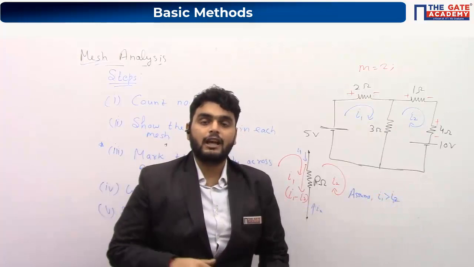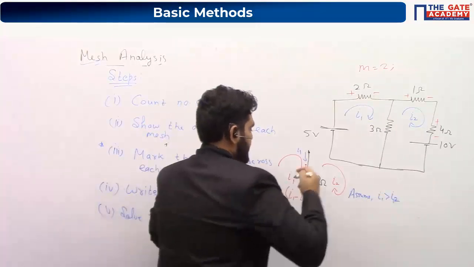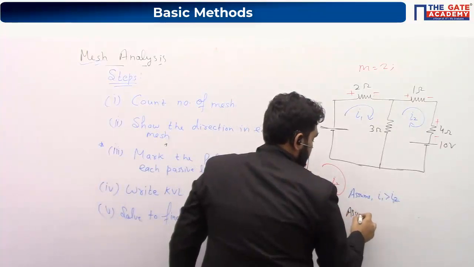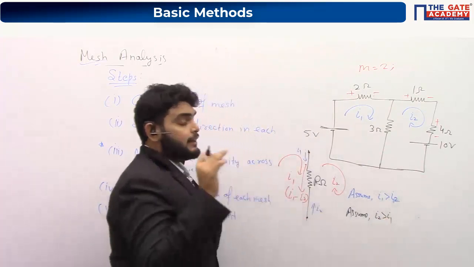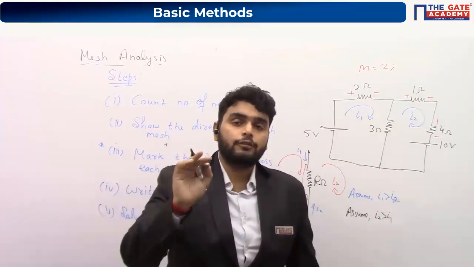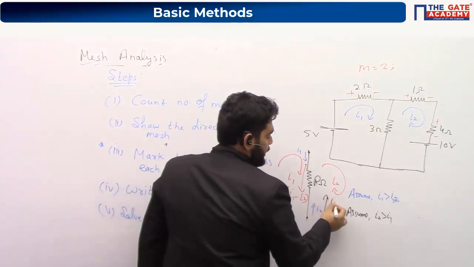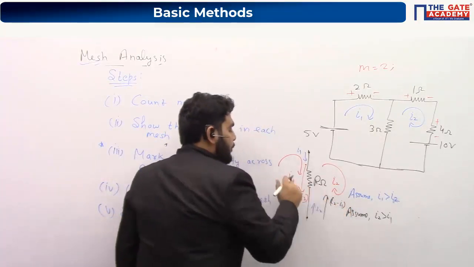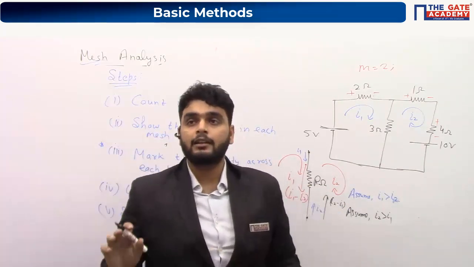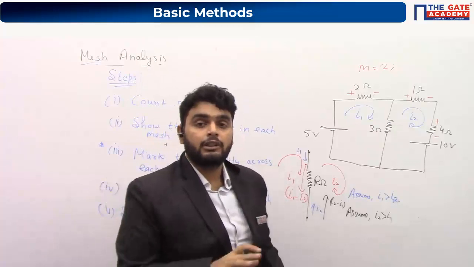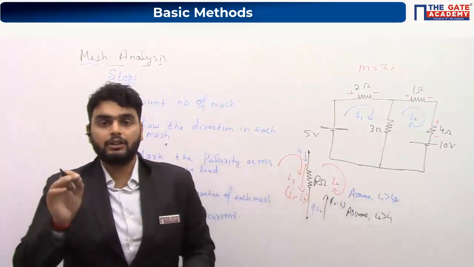But if you change the assumption, for example, I2 is greater than I1, then you can see the resultant current will flow in the direction of I2, and that resultant will be I2 minus I1. You can take any assumption. There is no compulsion which current you take as the greater. You can take I1 or I2. So this is the first case.